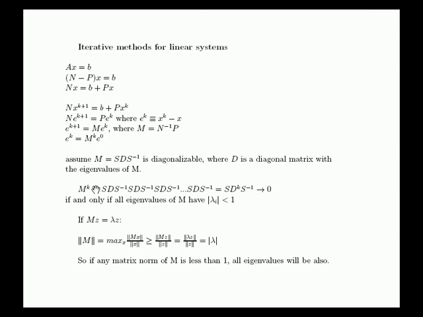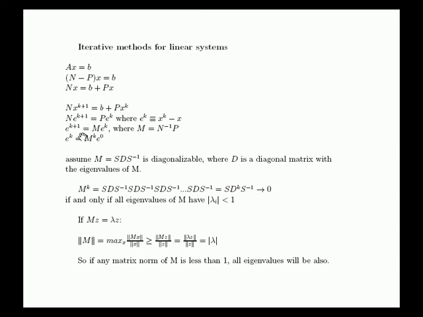Then if you take M to the kth power, you get SDS inverse, k times. The S's all cancel except the first and last, and you get S D to the k S to the minus 1. And a diagonal matrix to the kth power is easy to calculate. That's just the diagonal entries to the kth power. So if all the eigenvalues of M, which are the diagonal elements of D, are less than 1 in absolute value, including complex ones, then as you raise them to the kth power, they all go to 0. So this whole matrix goes to 0 if all eigenvalues of M, i.e. all diagonal elements of D, are less than 1 in absolute value.